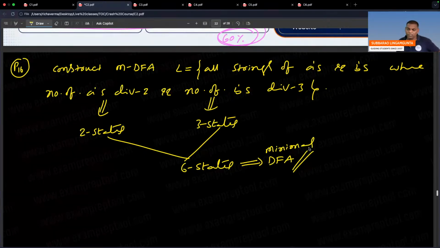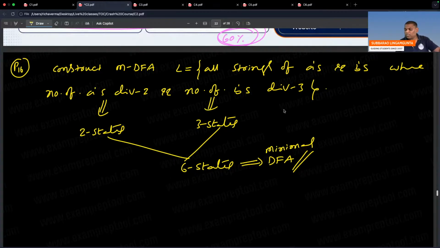I will say. See this one. Number of A divisible by 2 states, number of B divisible by 3. Here A symbol, here B symbol. One condition only on A symbols, one condition on B symbols. Then you can multiply happily. Minimal DFA also contains 6 states. But some conditions are there, and I will explain those also.